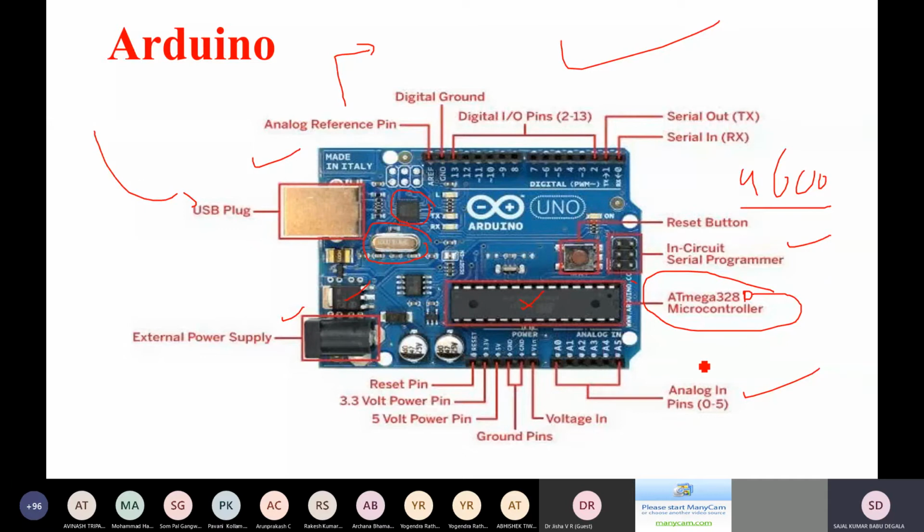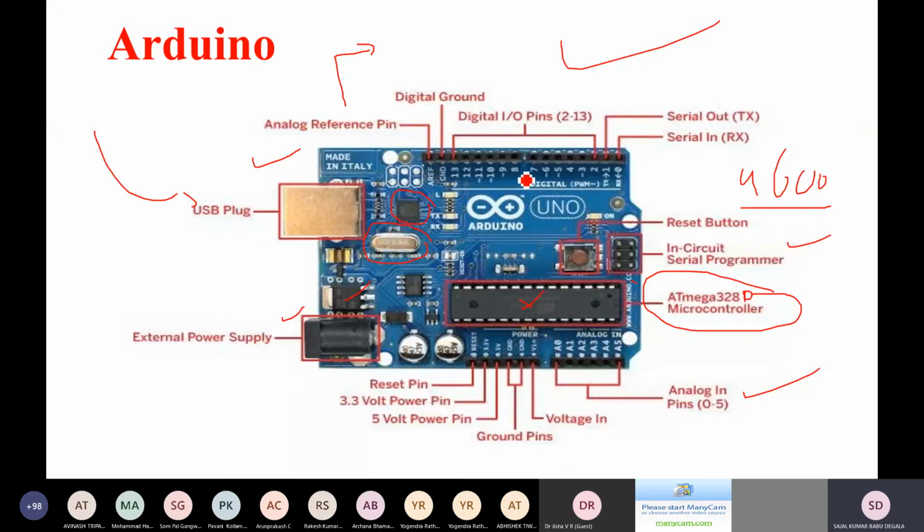So the analog pins, you can use these directly on the Arduino board. You can connect the analog sensor directly to these A0 to A5 pins, and the Arduino board has its own ADC, called an analog to digital converter, which converts the analog data into digital and gives the data to the controller. So you don't need any external ADC if you are using this Arduino board.